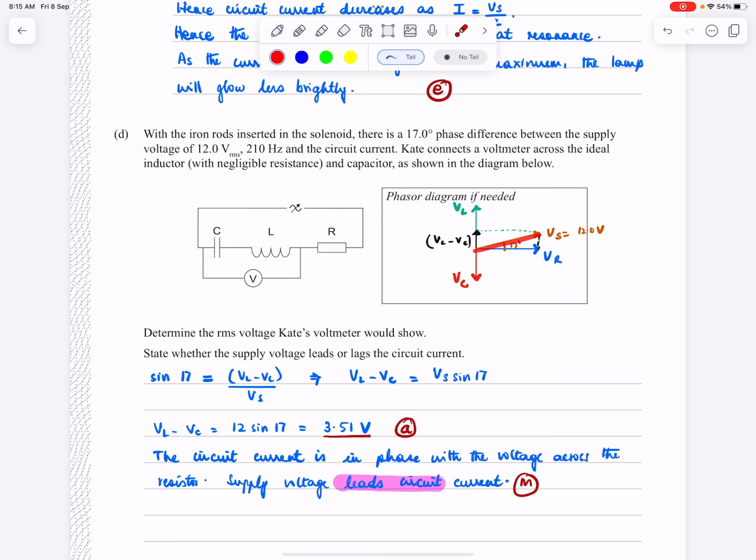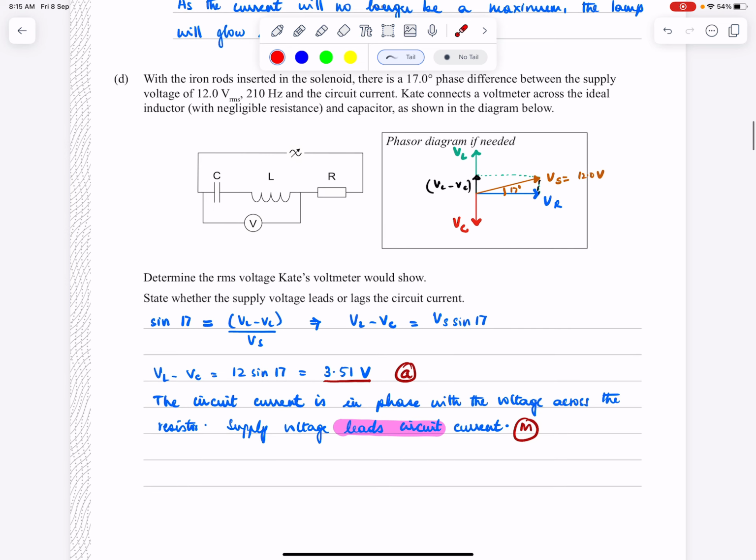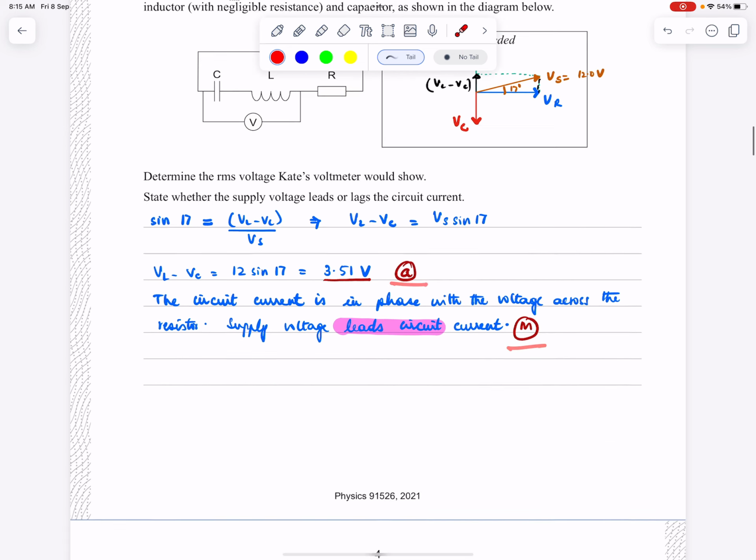And this is your hypotenuse, which is 12 volts, and that's how you get your VL minus VC is 3.551 volts. And in this condition, your supply voltage is actually leading the circuit current, okay? Or the circuit current lags the supply voltage. If you got both those, you get your merit.